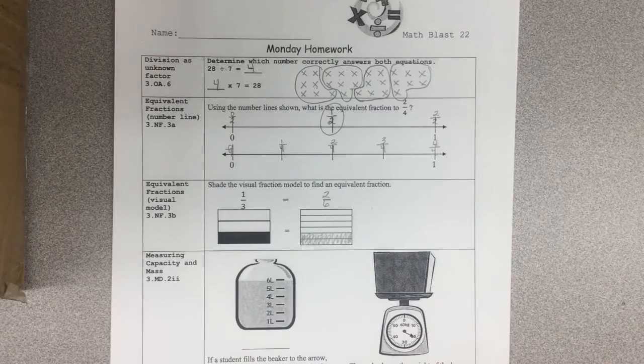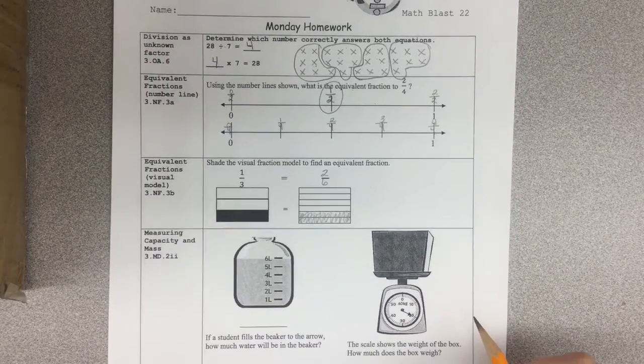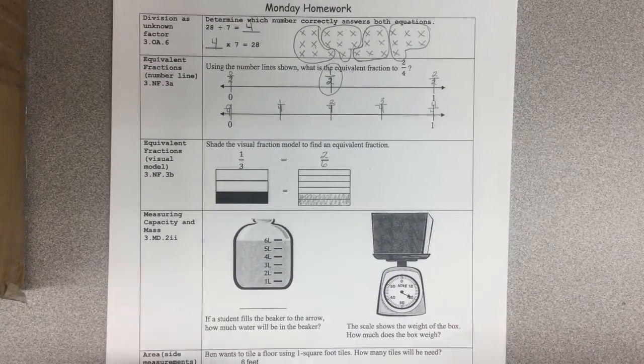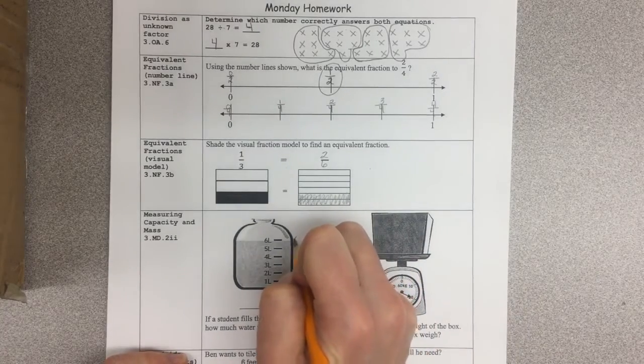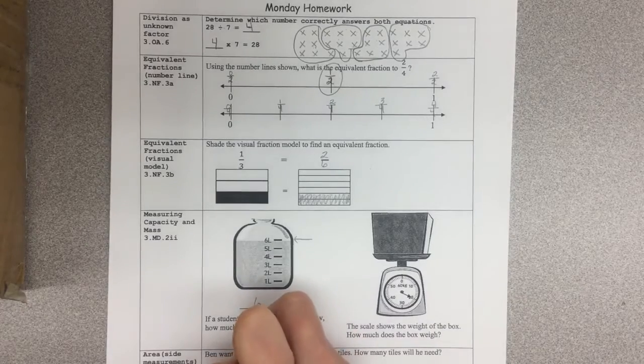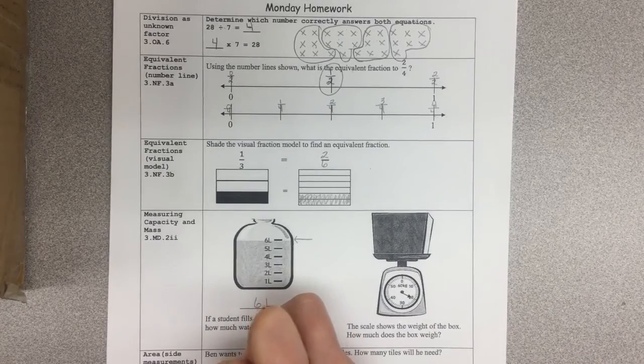Measuring capacity and mass. If a student fills the beaker to the arrow, and we're having the arrow here, how much water will be in the beaker? I see that it will be at 6 liters.